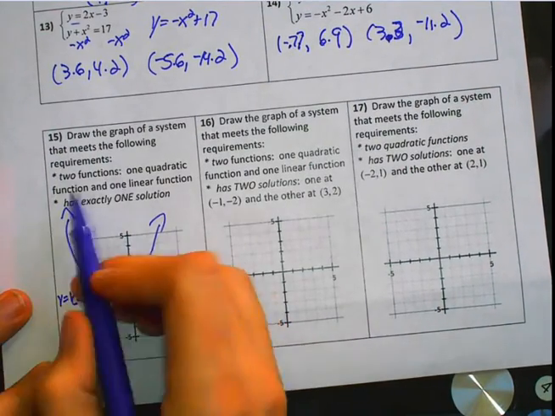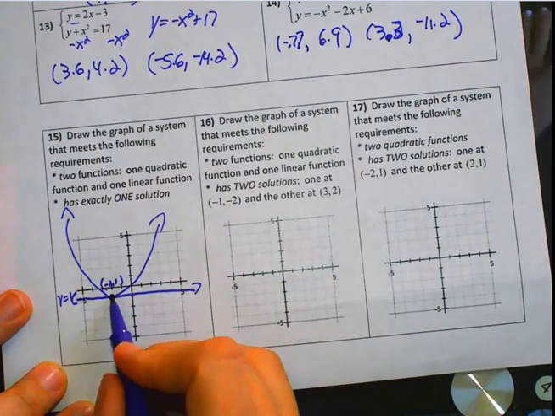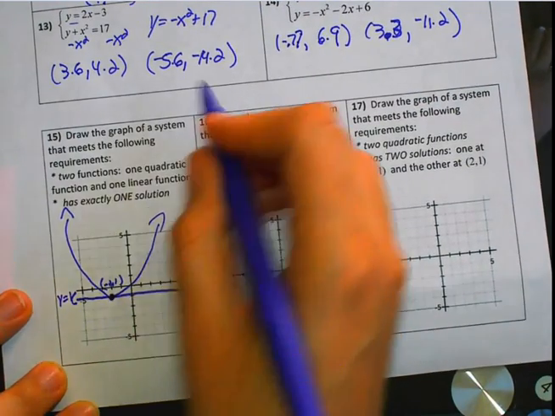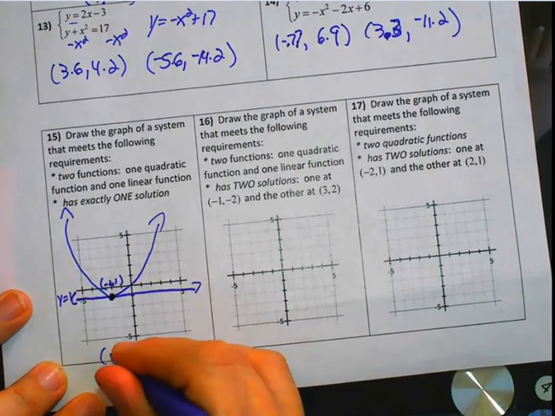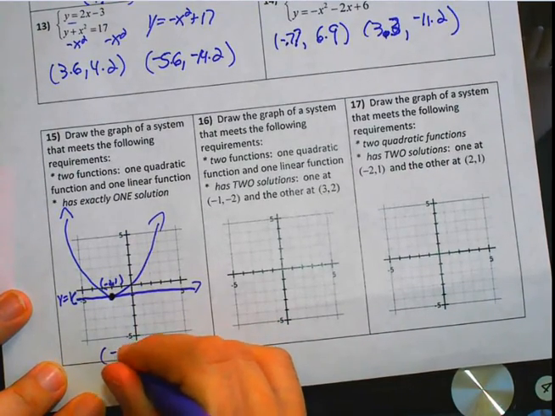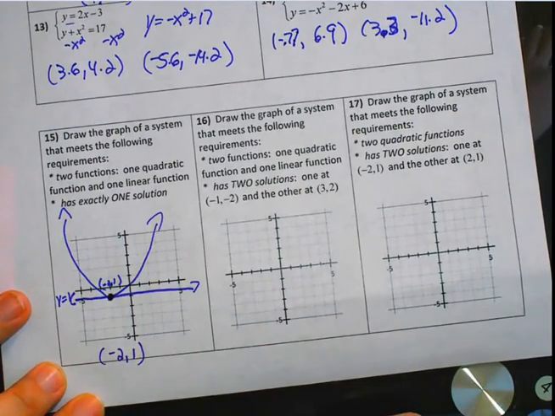So I have a quadratic and a linear function. There's only one solution because the parabola is going up. So there's only one solution, and that solution would be negative 2, comma 1. That would be one solution.